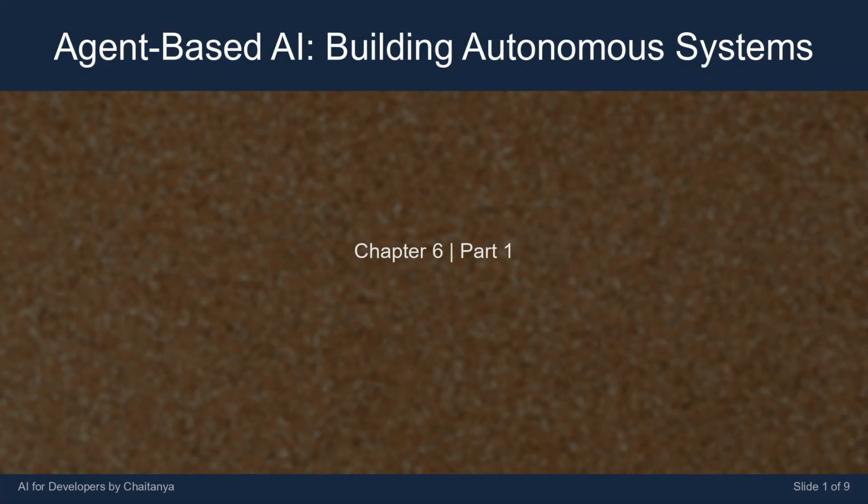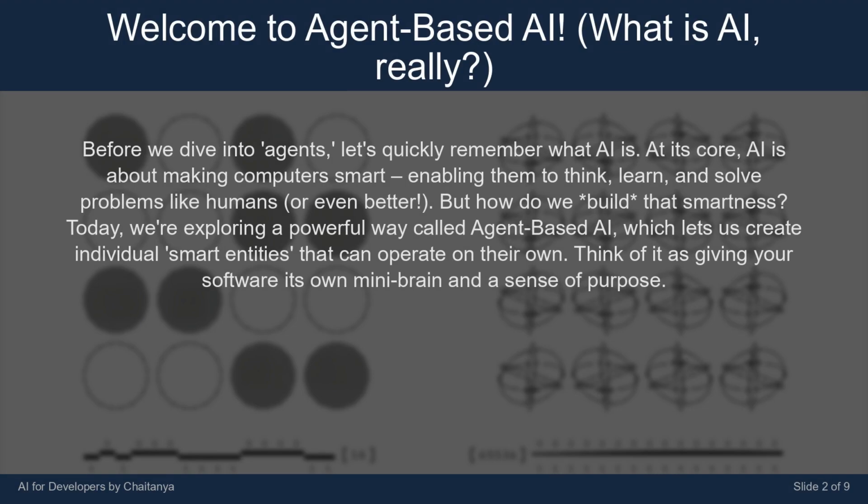I'm Chaitanya talking bot. Today's lesson is titled Agent-Based AI: Building Autonomous Systems. Before we dive into agents, let's quickly remember what AI is. At its core, AI is about making computers smart, enabling them to think, learn, and solve problems like humans. Or even better. But how do we build that smartness? Today, we're exploring a powerful way called agent-based AI, which lets us create individual, smart entities that can operate on their own. Think of it as giving your software its own mini-brain and a sense of purpose.